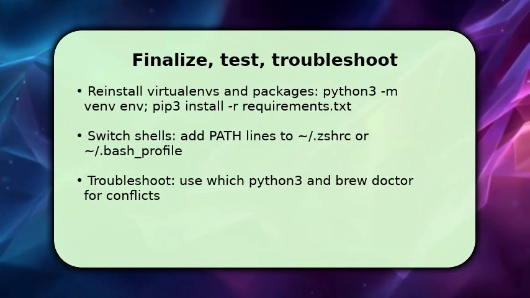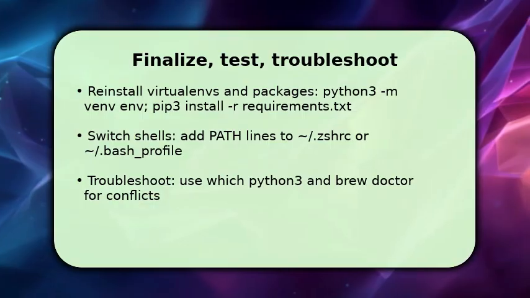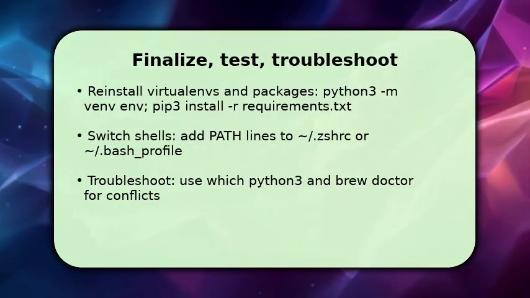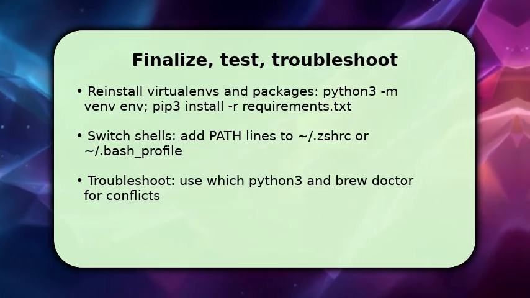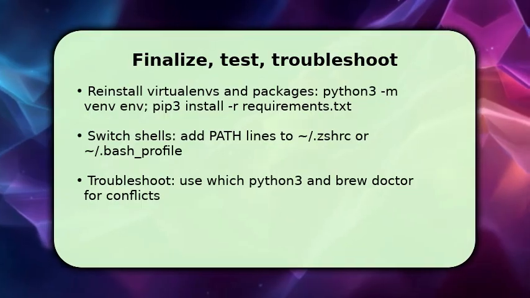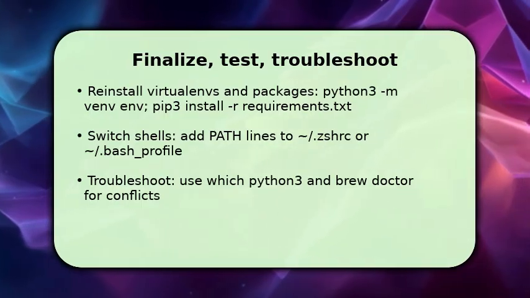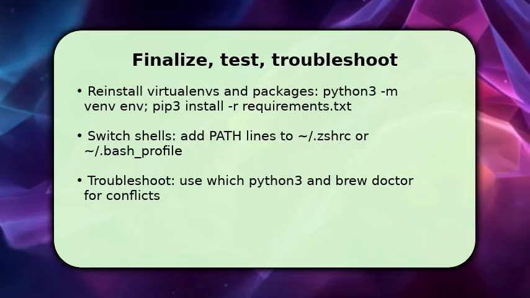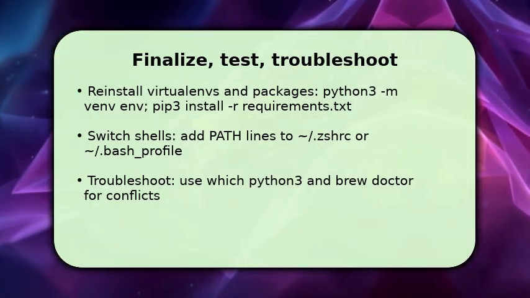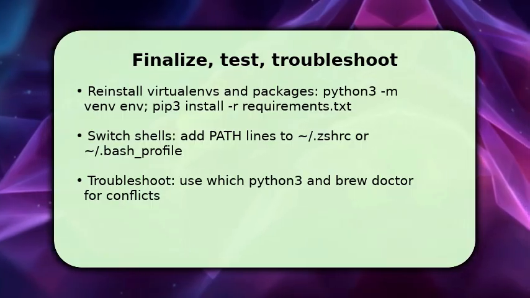You finish by rebuilding environments and confirming workflows still work. Create a fresh virtual environment with python3 -m venv and reinstall packages via pip3 install -r requirements.txt to avoid binary incompatibilities. Make path changes persistent by adding the Homebrew bin export to your ~/.zshrc or ~/.bash_profile, then source the file.